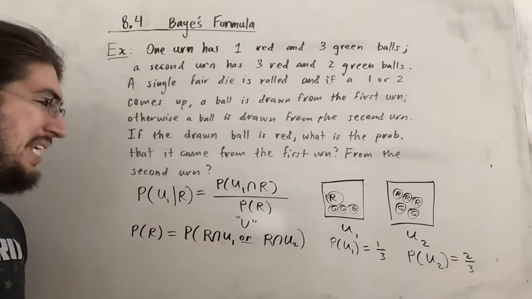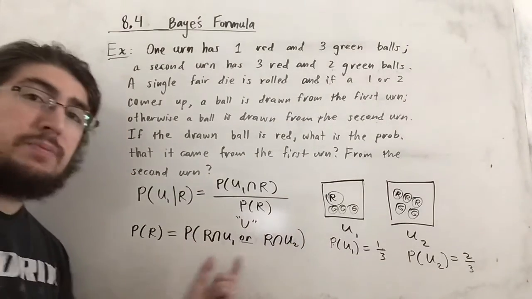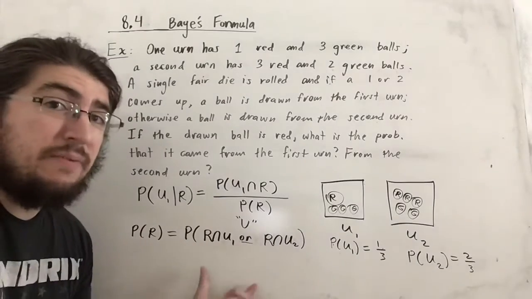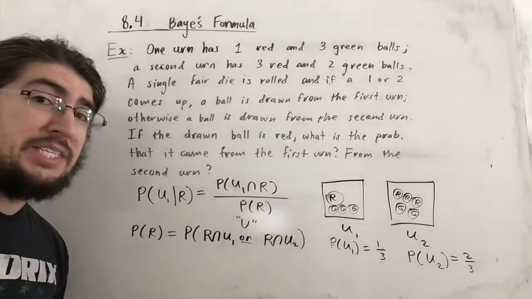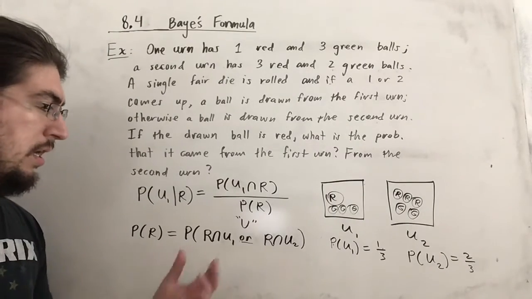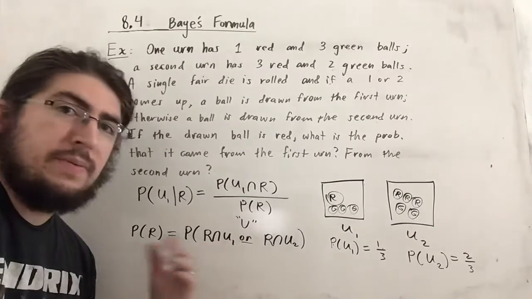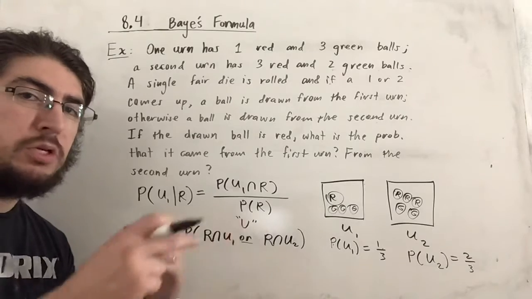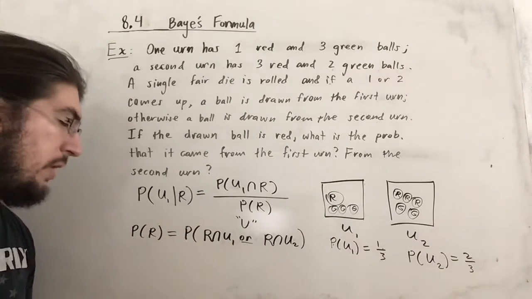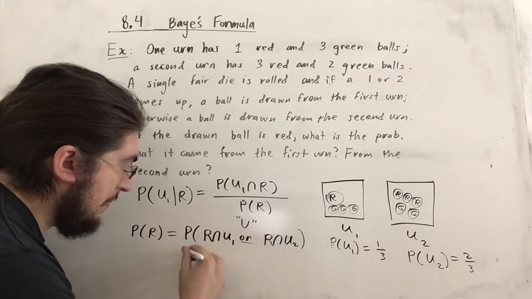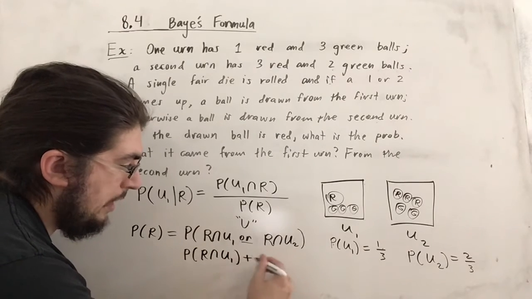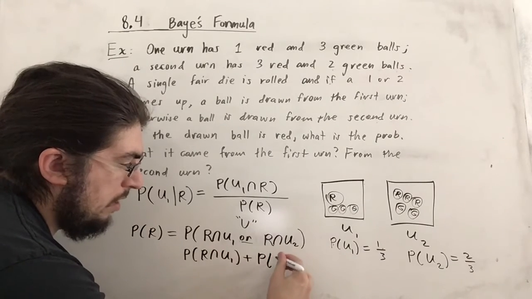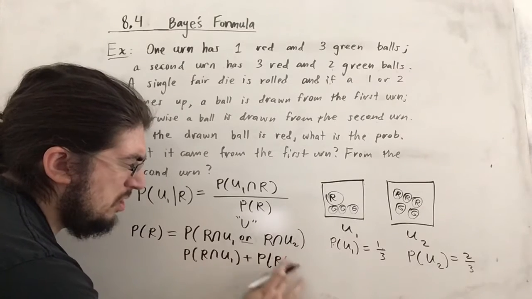So if that's the case, then we have to take the probability of this plus that. Now notice these are definitely mutually exclusive events, so we don't have to worry about the probability of the intersection, because if you drew from the first urn, that means you didn't draw from the second urn. They're mutually exclusive events. They're disjoint, in other words. So this is the same as the probability of R intersect U1 plus the probability of R intersect U2.